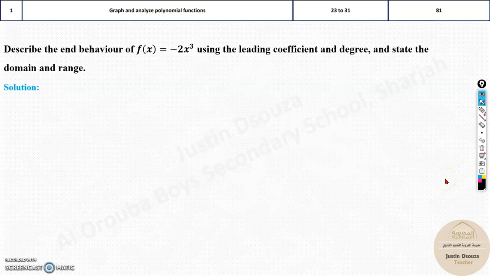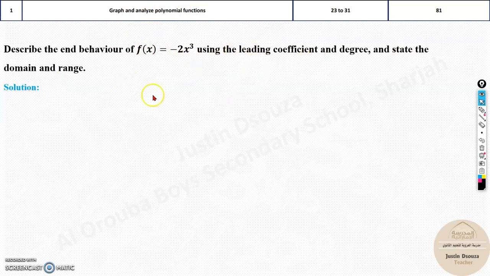The first topic is to graph and analyze polynomial functions. Here they have asked you to talk about the end behavior. They have given an equation that is negative 2x cubed. You need to find the leading coefficient, degree, and state the domain and range. It's pretty simple. It might be so many things, but this is the basics of overall graphing. You should know all these.